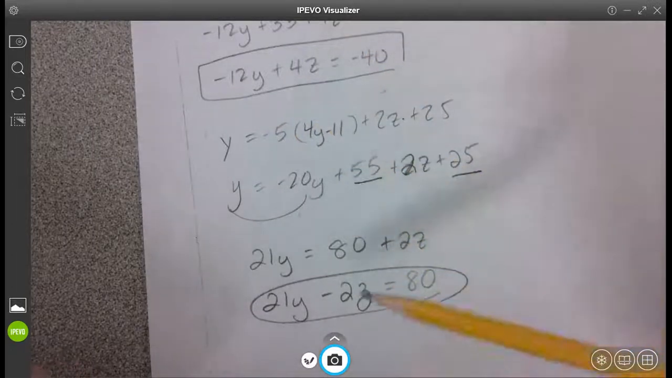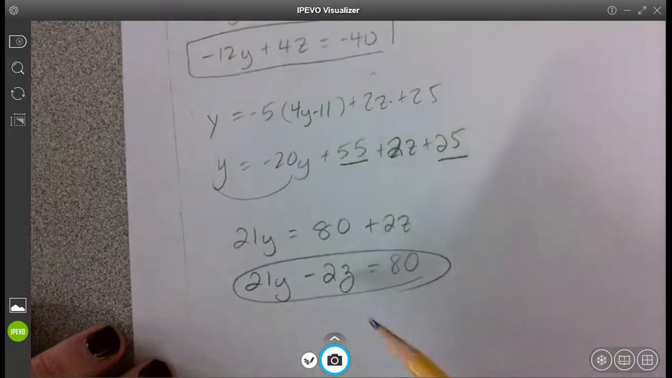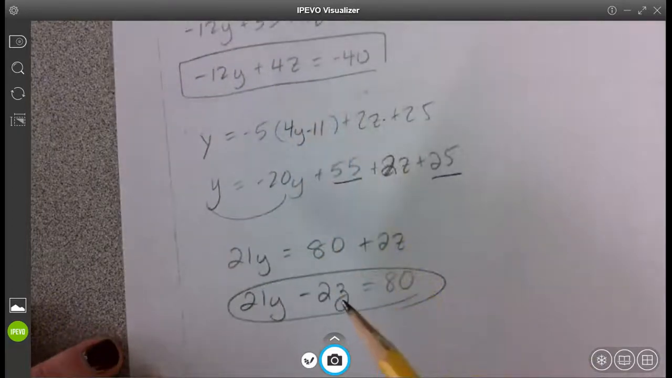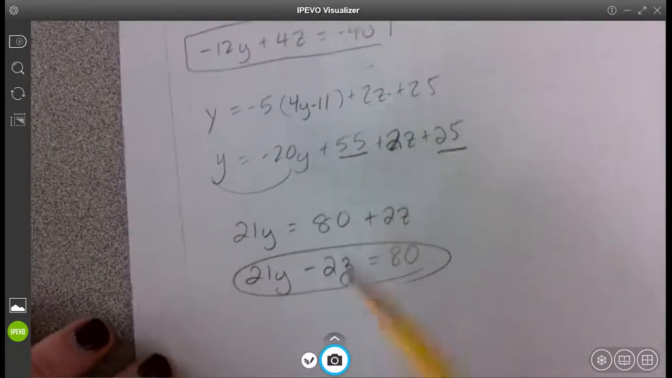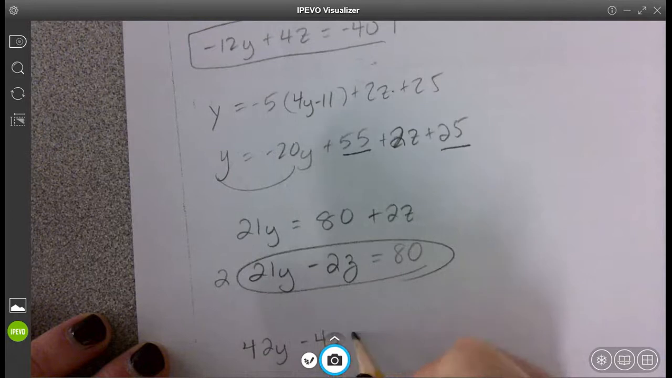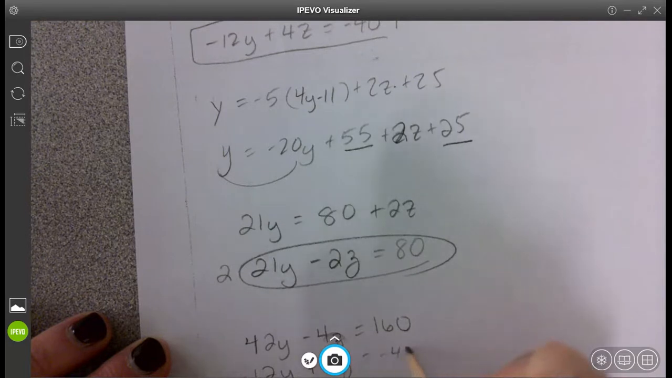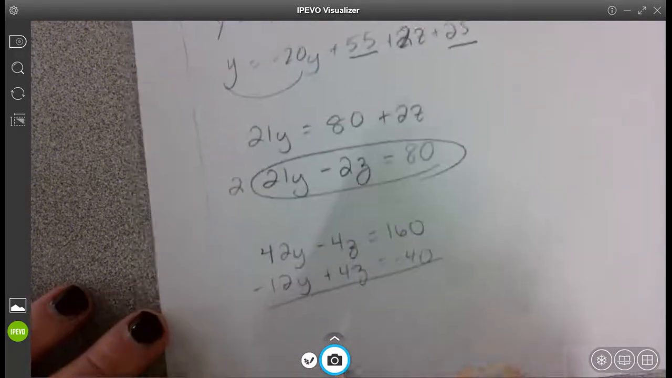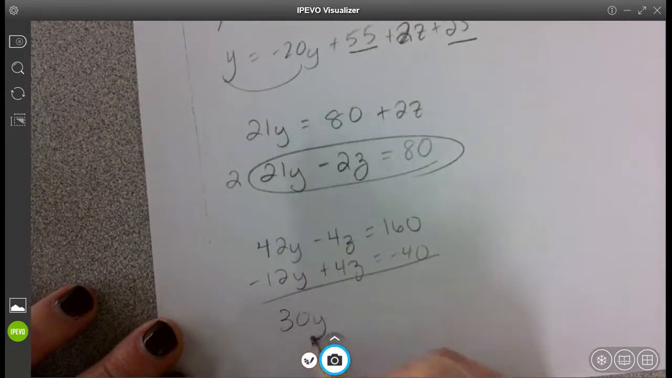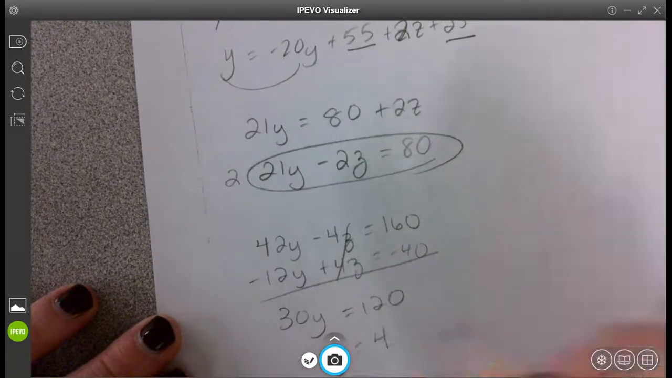If we don't have the same variables, then we didn't do something right, and there'd be no purpose in doing this. So we can get rid of the z's. If that's a positive 4, I want this one to be a negative 4, so I need to multiply by 2. I'm going to get 42y minus 4z equals 160. And I'm going to put that with negative 12y plus 4z equals negative 40. When I subtract, I'm going to get negative 30y equals 120, y equals 4.